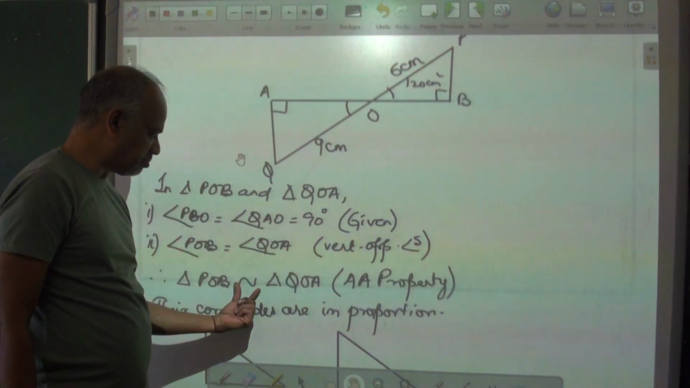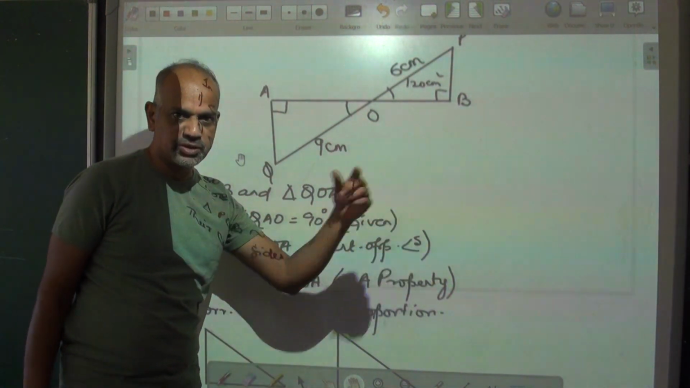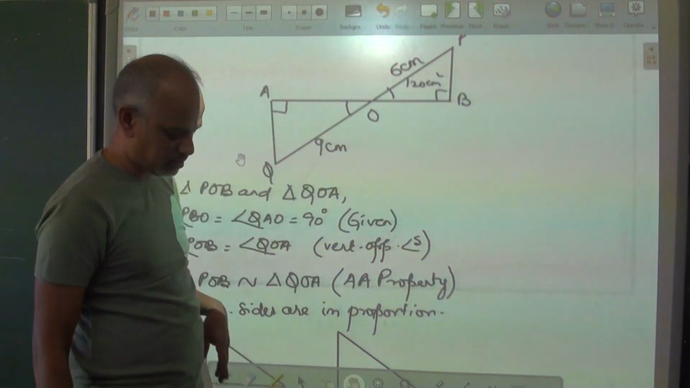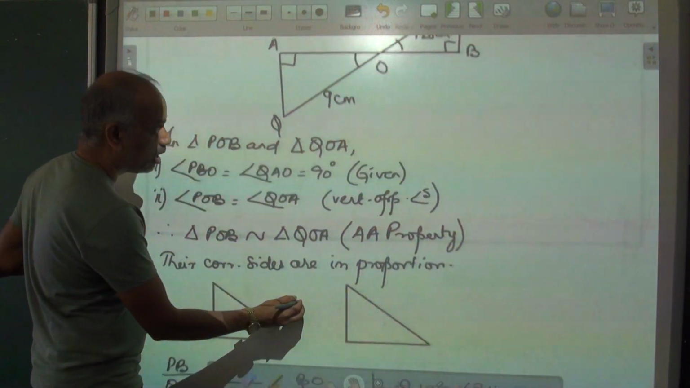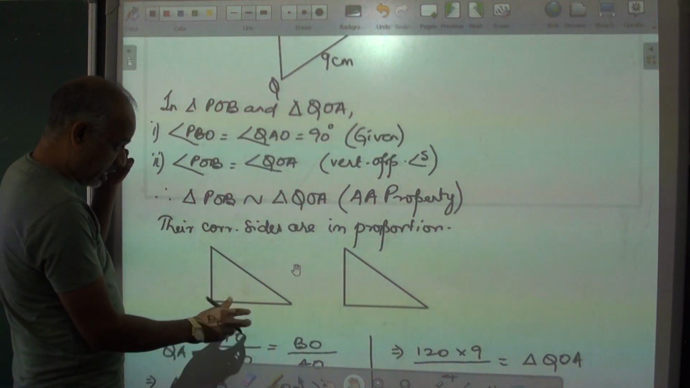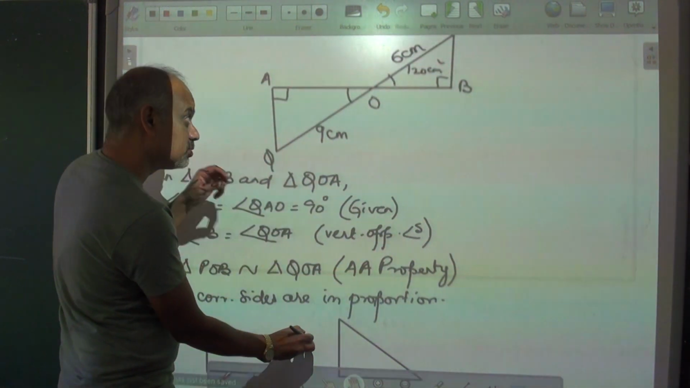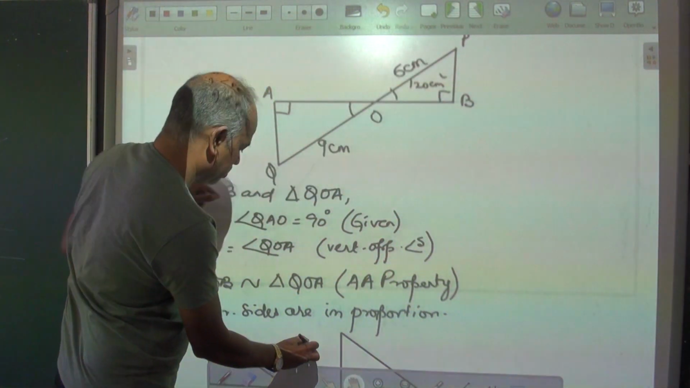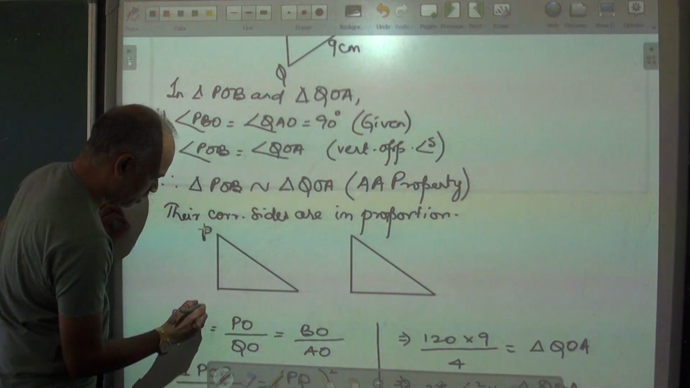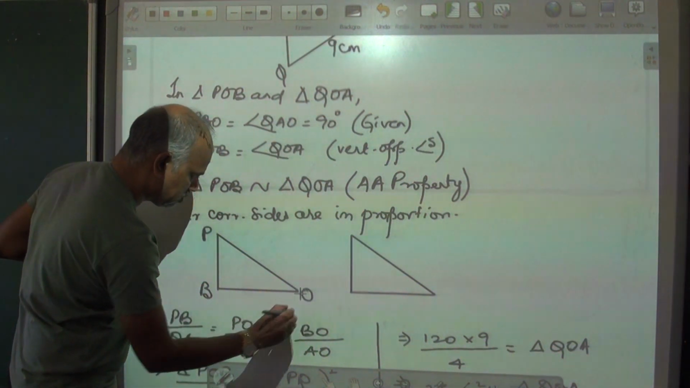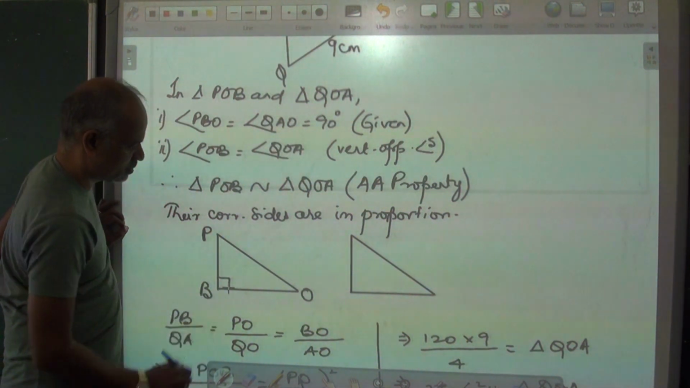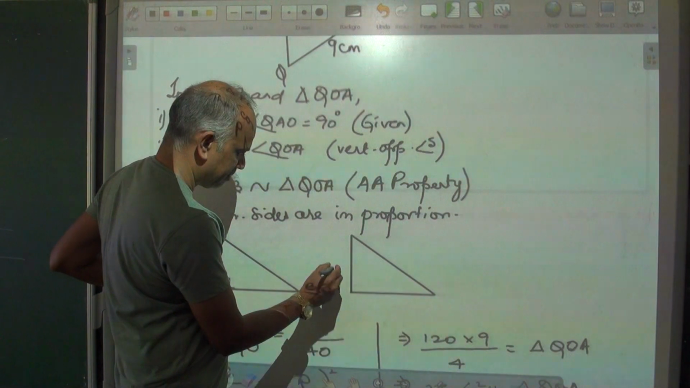So the two triangles are similar, their corresponding sides are in proportion. But if you look at both the triangles, both of them are right angle triangles. So it's better you draw two right angle triangles. You can name the first one PBO. So this will be PBO. Right angle at B.